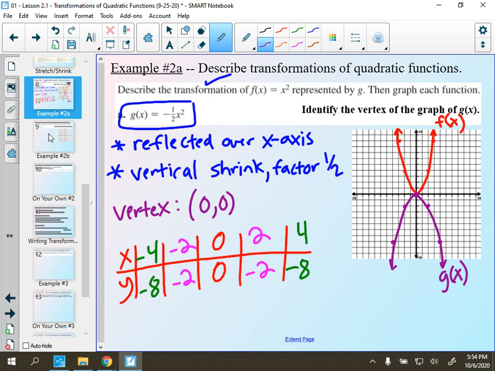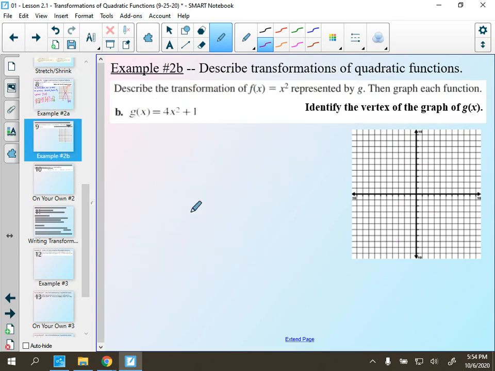I have the notes here, so we might as well just do it. Same idea, same type of problem, just kind of throwing everything together. So let's go through it, hopefully a little quicker here. Describe the transformation. I see this 4.